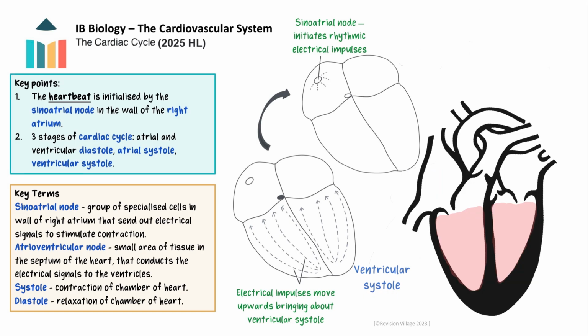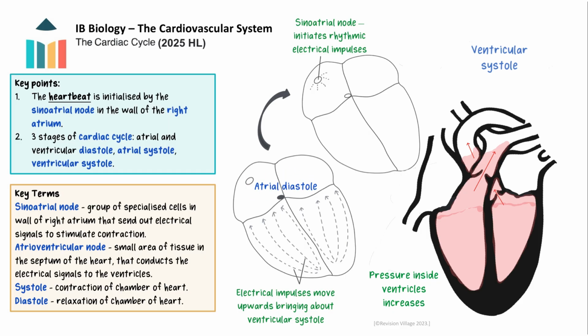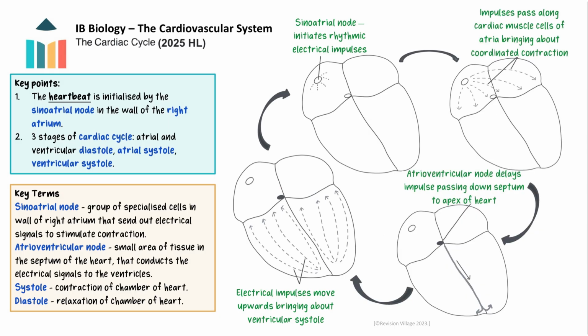As they contract, the pressure inside the ventricles increases, the atrioventricular valves shut, the semilunar valves open, and the blood is pushed up and out of the aorta on the left side and the pulmonary artery on the right-hand side. During ventricular systole, the atria start to relax, atrial diastole, so the pressure in the atria reduces. Finally, the ventricles return to diastole, then the whole cardiac cycle starts again.